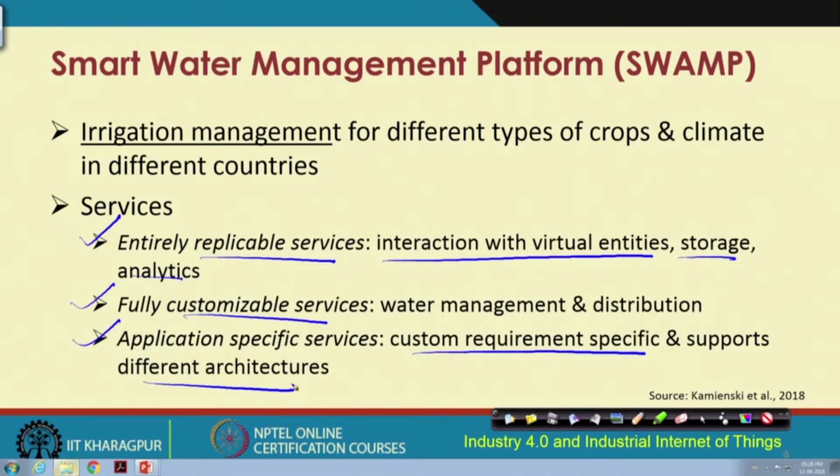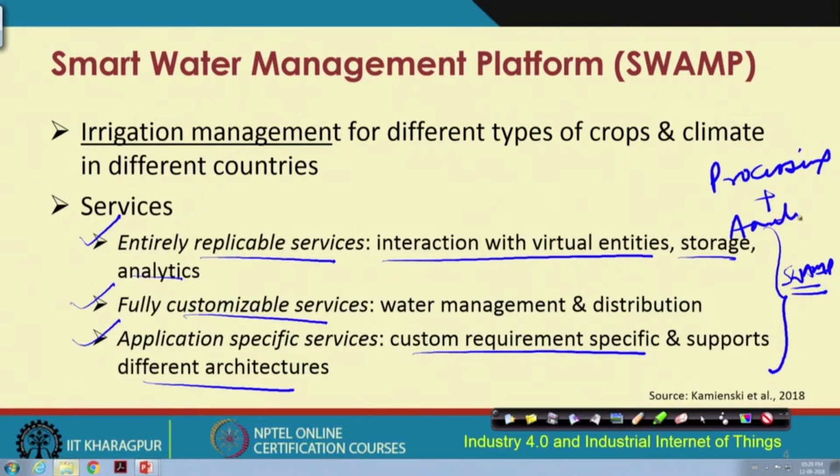So, these are the different types of services that this particular work by Kamienski et al., a very recent work, talks about, and this is part of the SWAMP architecture. As we can see over here, processing and analytics for precision agriculture is basically emphasized through these different works.